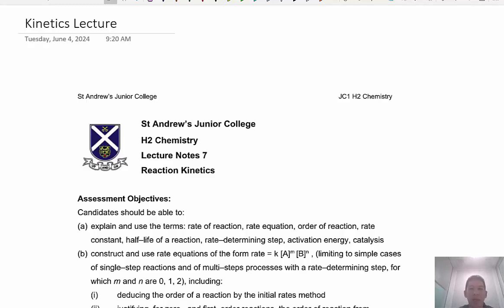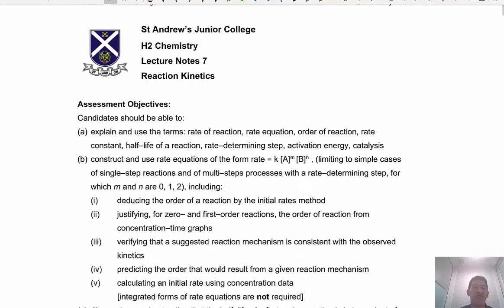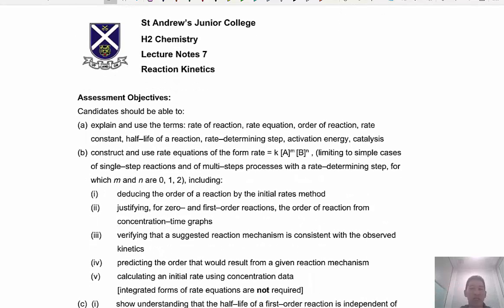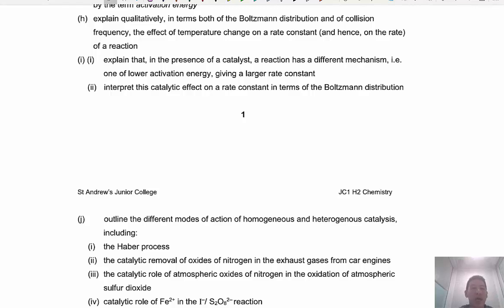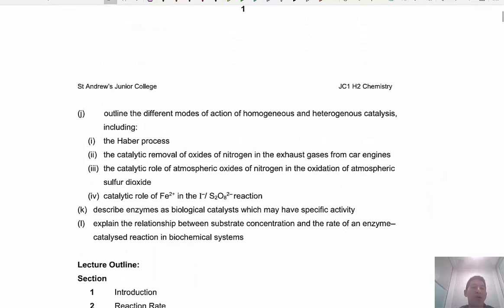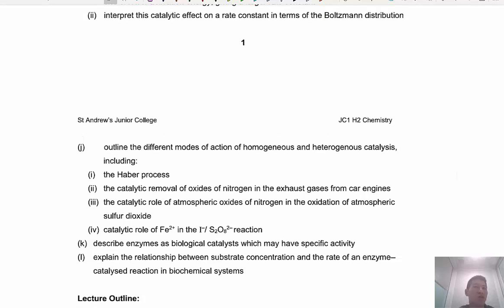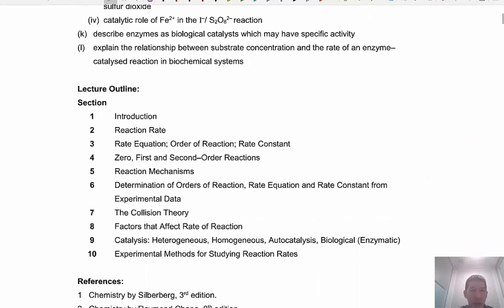Hi, this is the beginning of the lecture series for reaction kinetics. So I hope you have your notes with you because this is a very new topic to most students. Very different from what you have seen at the O levels. So the A level, as you can surmise from a quick glance through the assessment objectives, is a lot more than what you have learned at the O level. So a lot of this content is new, so please focus and do your best to follow the notes.